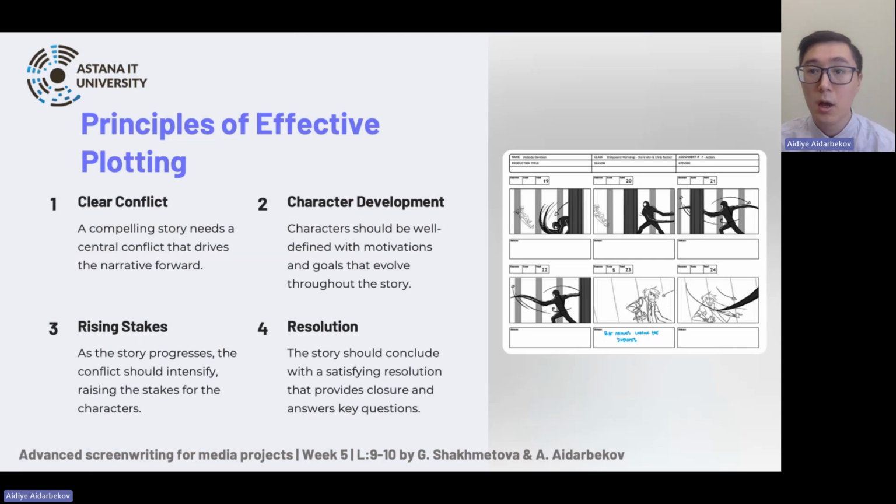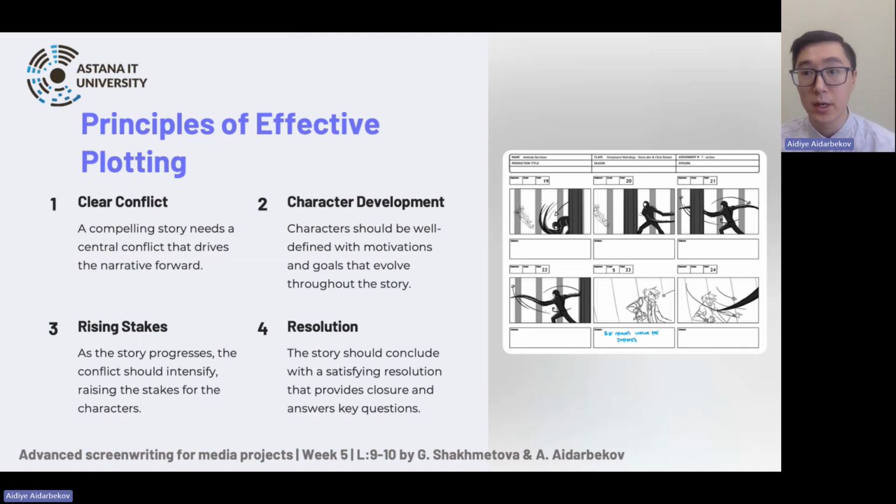Previously, again, we discussed how important character is, and nowadays it is mostly about how your audience will accept and think about your project in general. Firstly, they'll start to think about the character, and then about the plot, about the script. Basically, characters should be well defined with motivations and goals that evolve throughout the story. The third one is rising stakes.